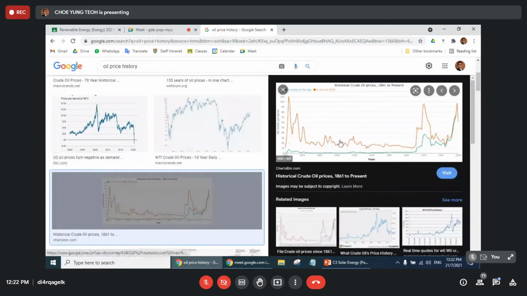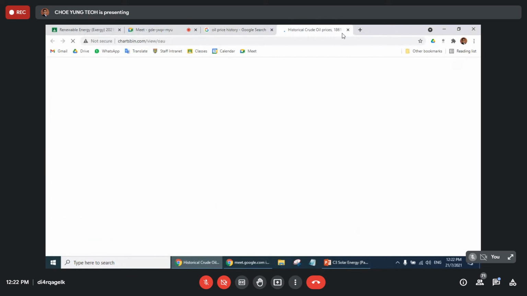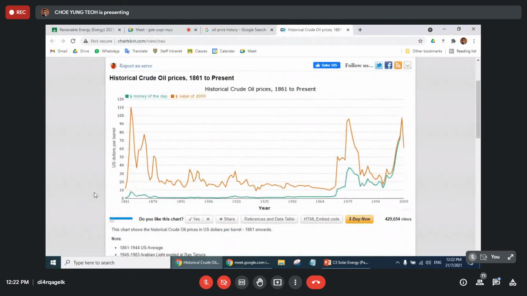Maybe this one. Okay, this is the oil price history starting from 1861 to 2009. So, as I said, most of the solar thermal collectors were built around 1980. You see what happened around year 1980, around this point. Okay, you can see that the price starting from, I think, 13 USD per barrel goes up to 95 US dollars per barrel. How many times did the oil price increase?